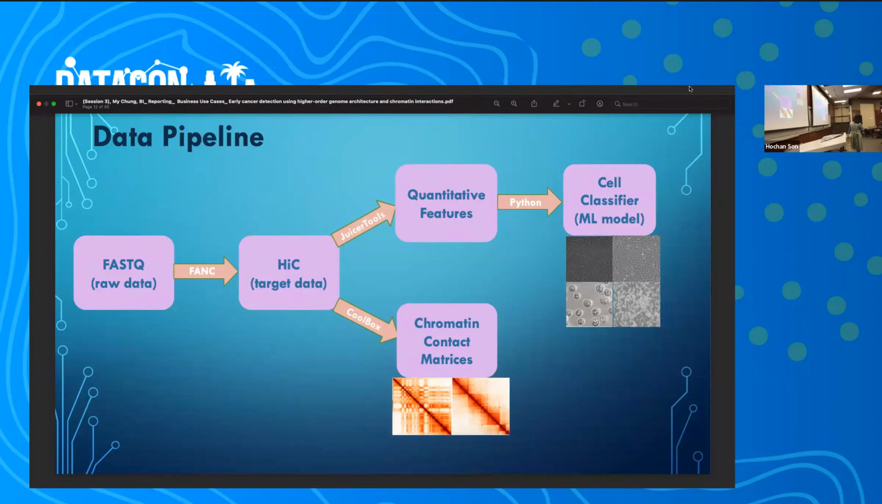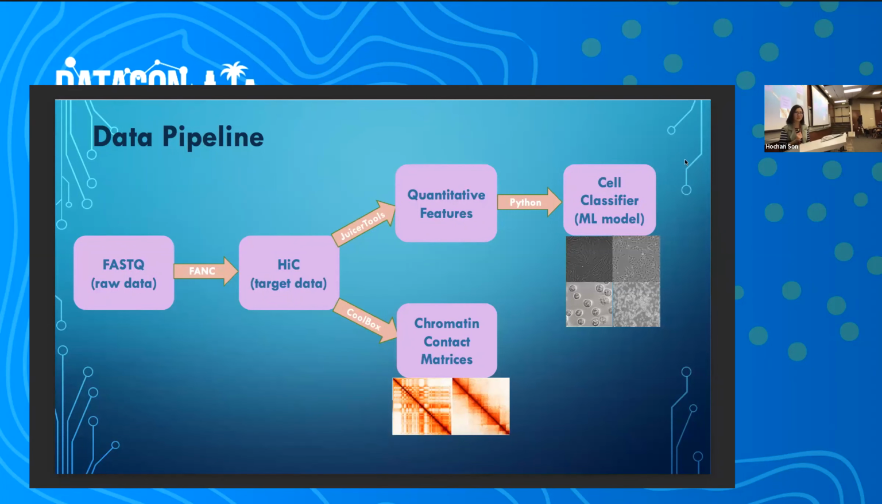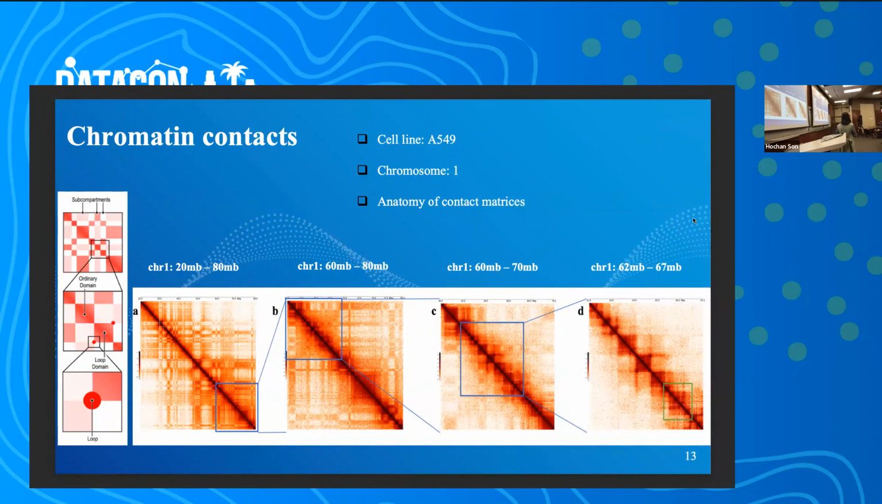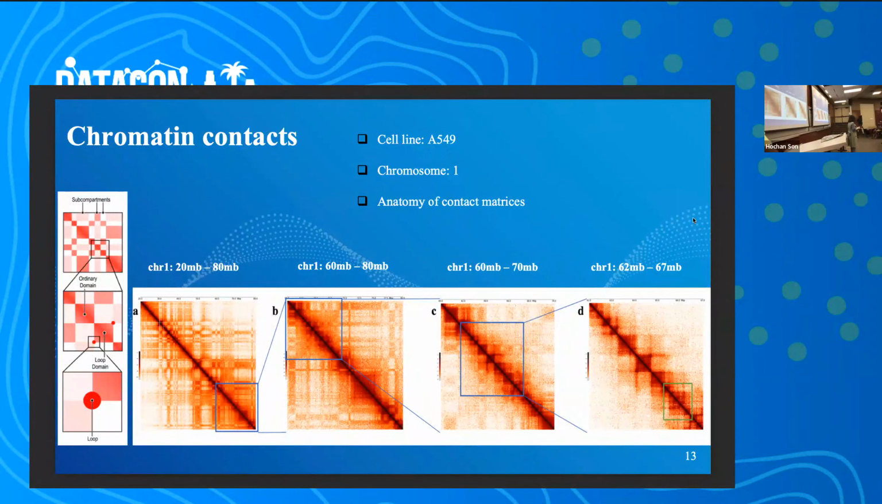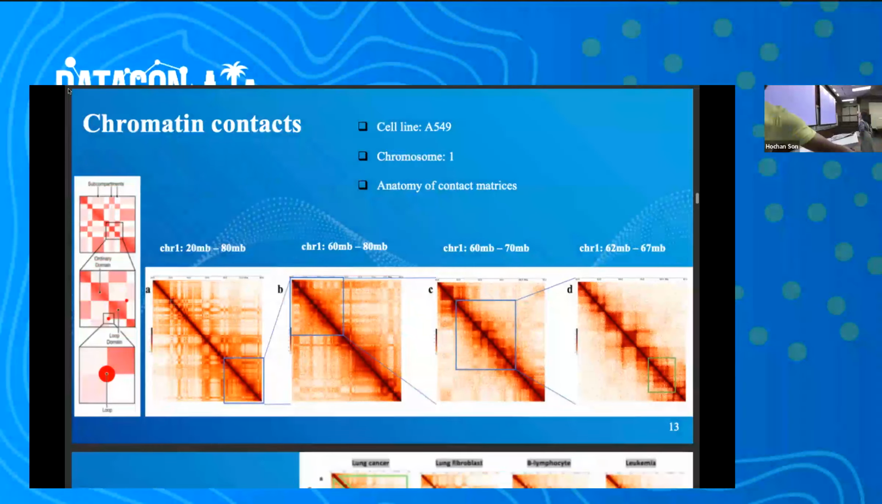And I also use another tool to obtain other quantitative features to classify different types of cells. All right. Next part. So after I get the target data, I use a tool to create the contact matrix.